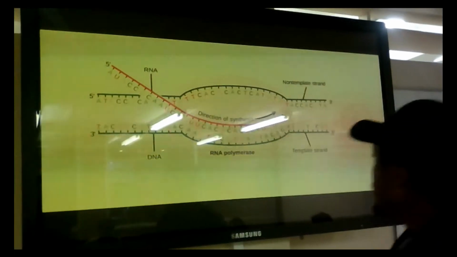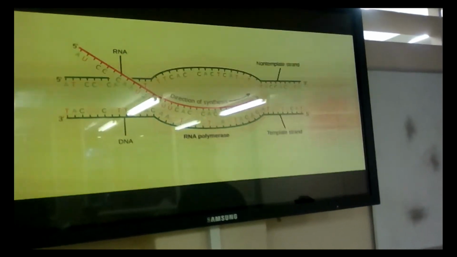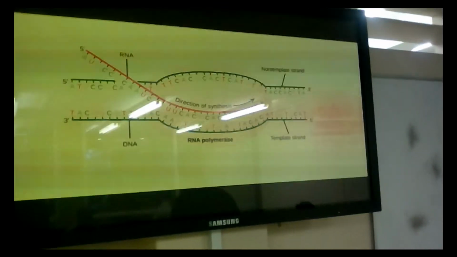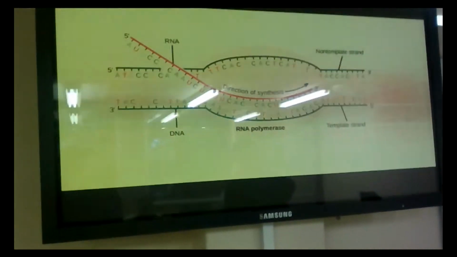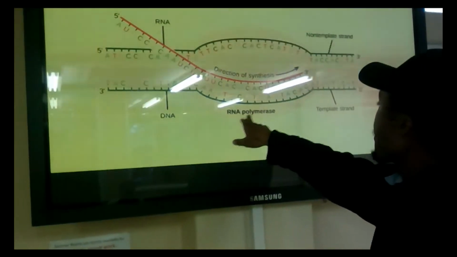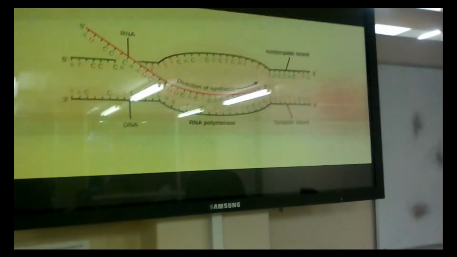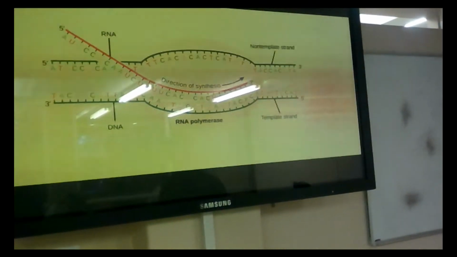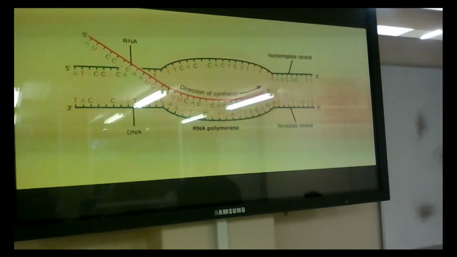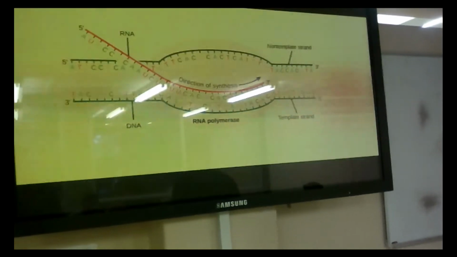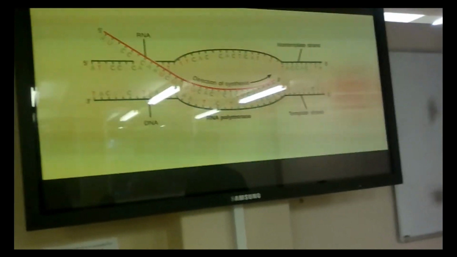As we continue, this is another demonstration of transcription. You see the RNA polymerase. It does the same function as a DNA polymerase. As soon as the RNA polymerase attaches to the promoter, transcription begins.